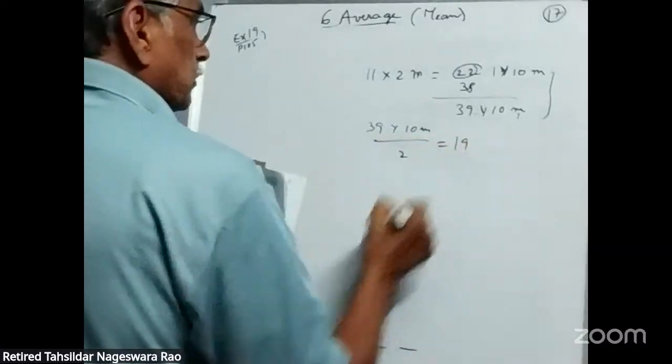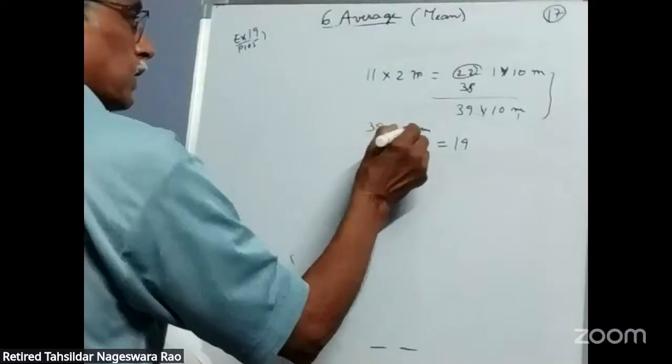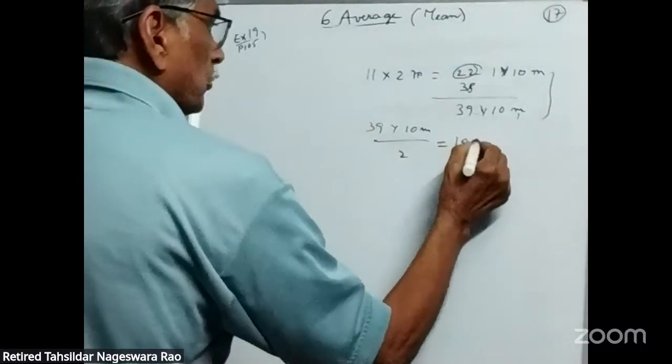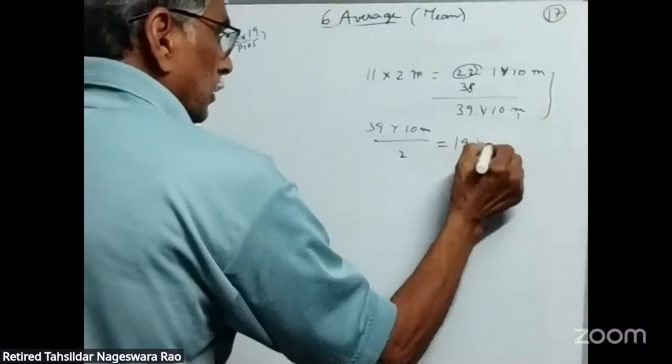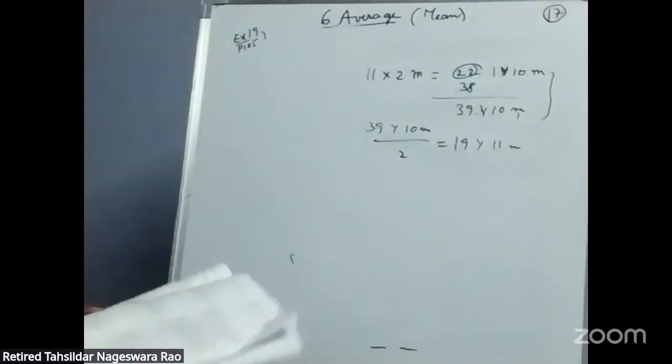19 years. 1 year and 10 months: 12 plus 10 is 22, by 2, half, means 11 months. 19 years 11 months will be the average. That's all.